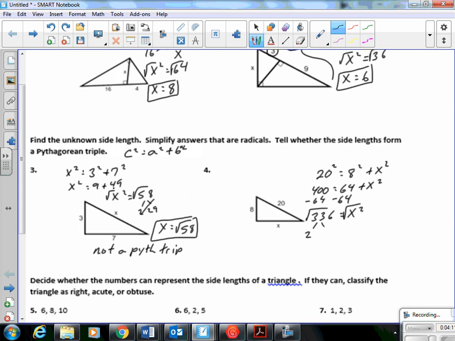It's even, so we know we can divide by 2 always if it's even. So 2 and 168, which is still even, so we can do 2 again. 2 and 84... Leaves us with pairs of 2's. So the 2's have a date. They get to go out. 59 is all alone. It stays home, right? So 2 square roots of 59 equals our x. And since we have a radical there, it doesn't matter whether the other numbers are whole numbers or not. This is not a Pythagorean triple.